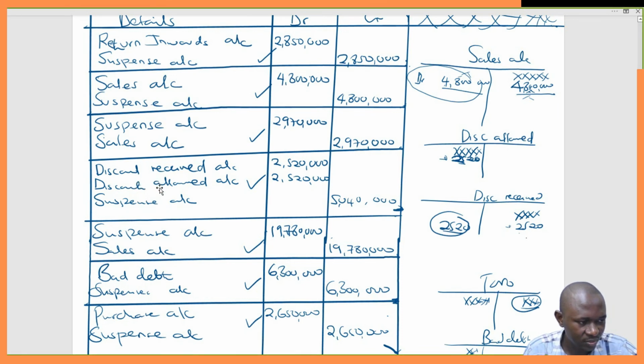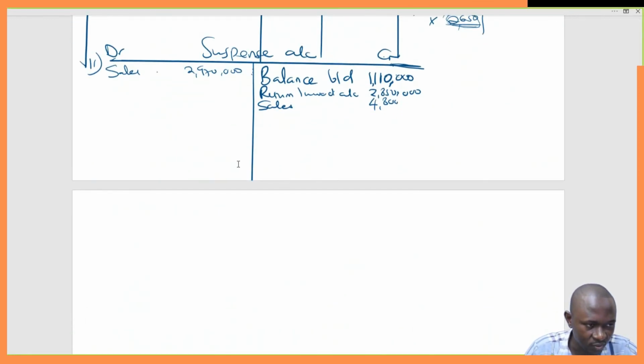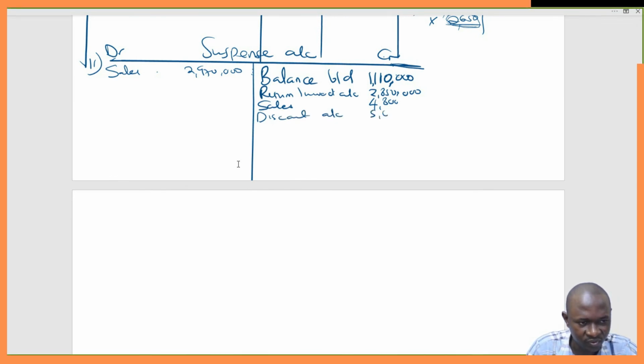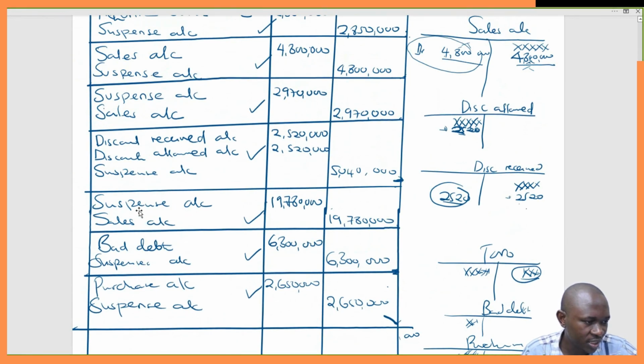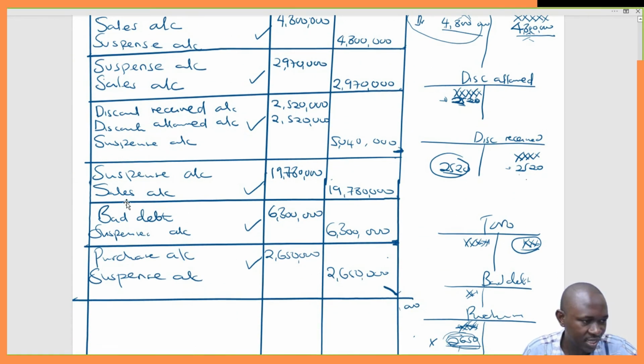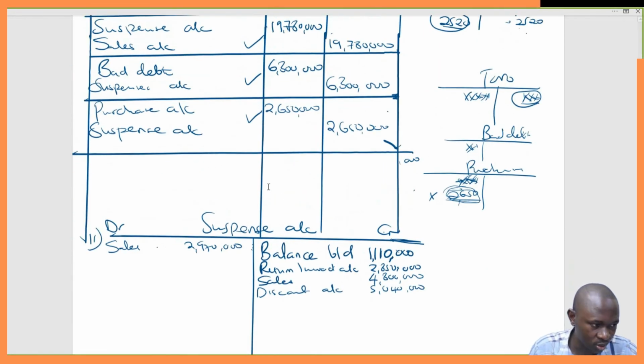And then the fourth item, you can see suspense account. This is discount received, discount allowed. You can just talk of discounts, discount account. So discount account, 50/40. We are crediting suspense account with 50/40. So you simply come here and say discount account, both the two discounts, 50/40,000. So these zeros we also have to include them here. Then we continue. Suspense account is now debited, and the reason is sales, 19,780. So sales 19,780, like that.